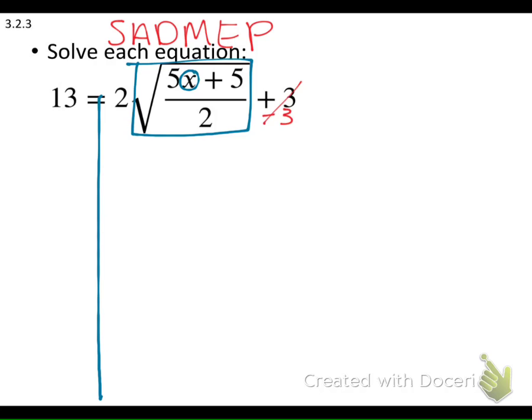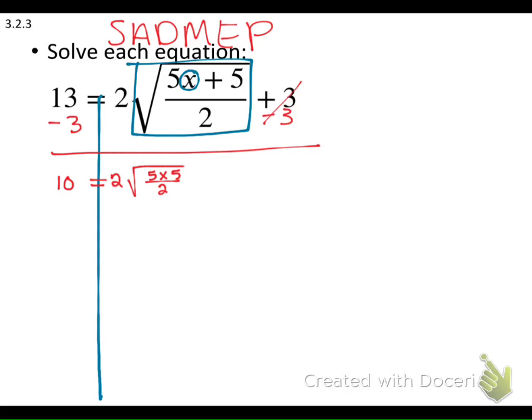Whatever I do to one side, I do to the other. And this is where kiddos get the most confused, because we have so much stuff going on that they'll subtract the 3 on one side, but then they forget to do it on the other, and so they lose track. So make sure you still follow the same steps that we've done all along. So what's 13 minus 3? 10. And then on my right side, I write everything else back down. So I'm going to put 2, the big square root sign that covers the 5x plus 5, over 2.